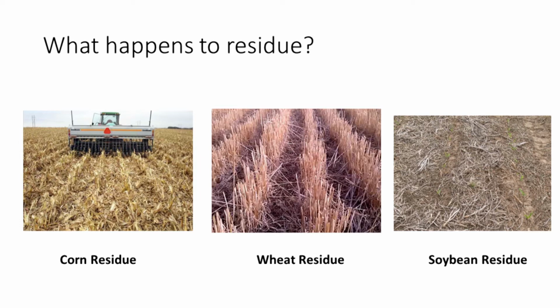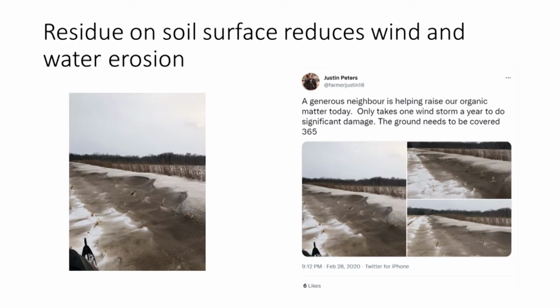And the data is actually very clear. This is a tweet from a former Honors Ag OAC student who graduated a couple of years ago. This is a photo he took. "A generous neighbor is helping raise our organic matter today. Only takes one windstorm a year to do significant damage. The ground needs to be covered 365." So what we're looking at here is a winter field with a very light dusting of topsoil on it. This soil was clearly deposited after it snowed, so this is wind erosion during the winter.